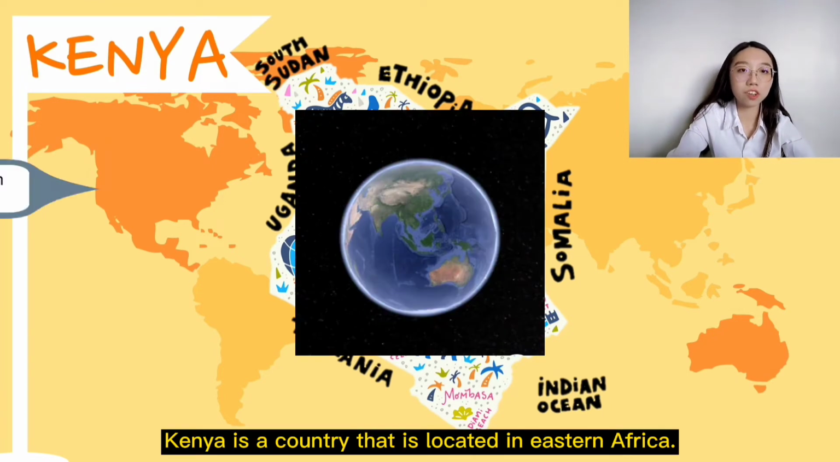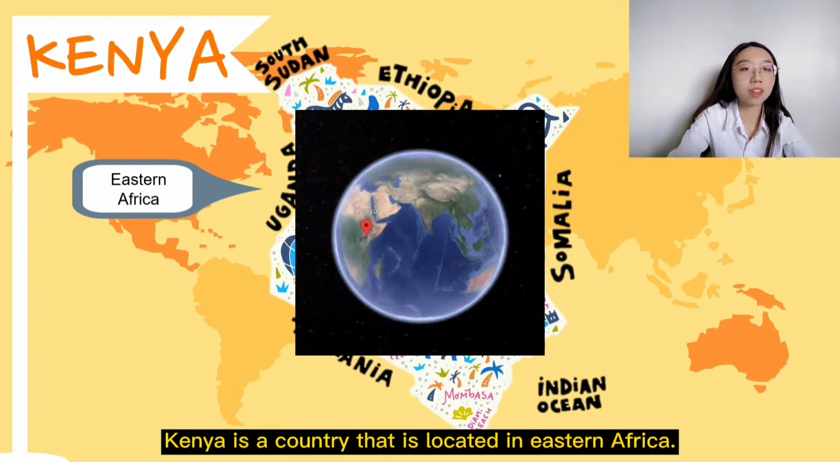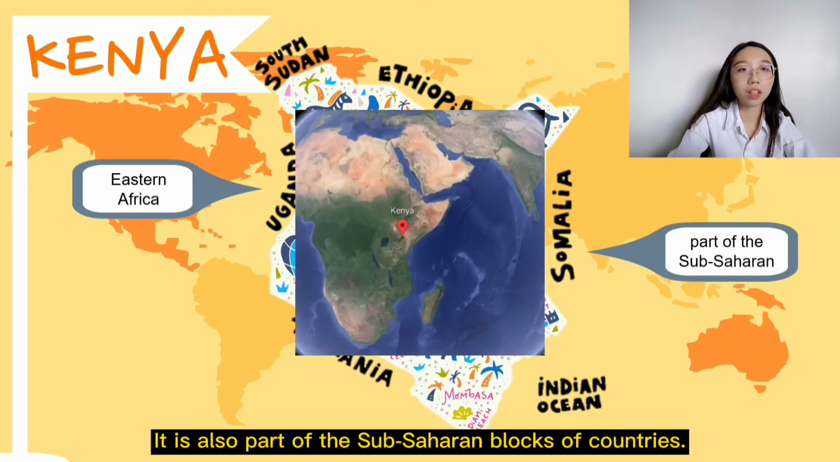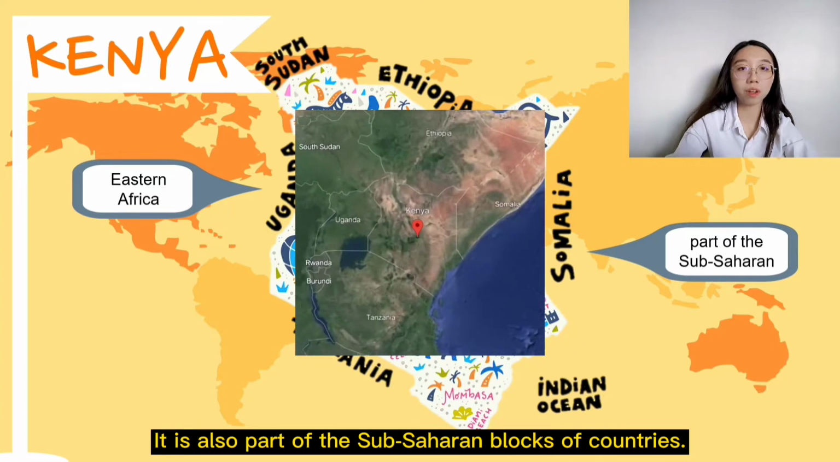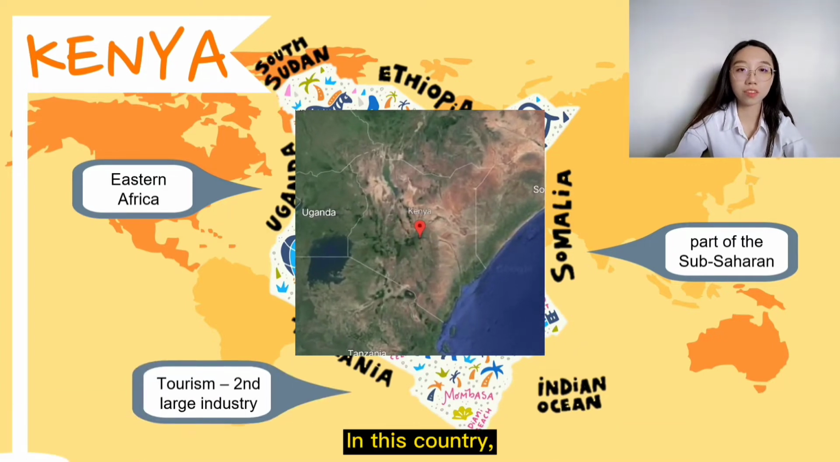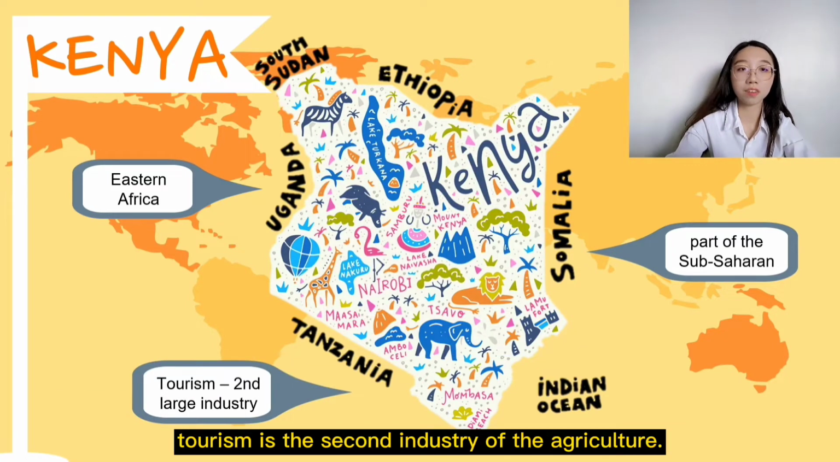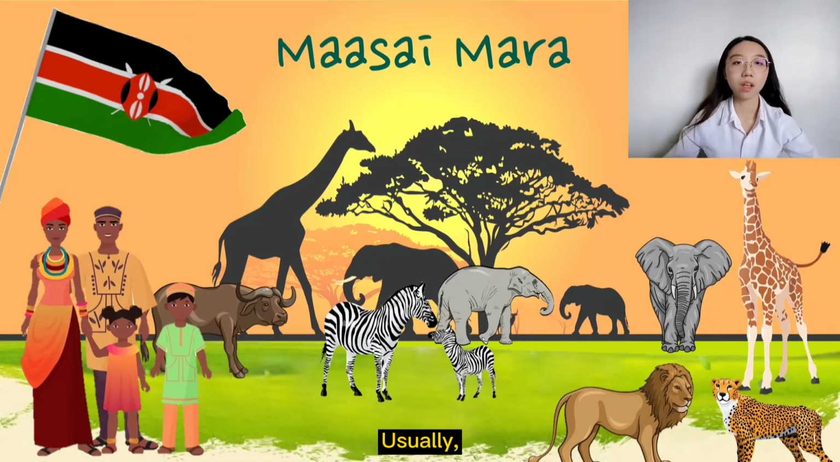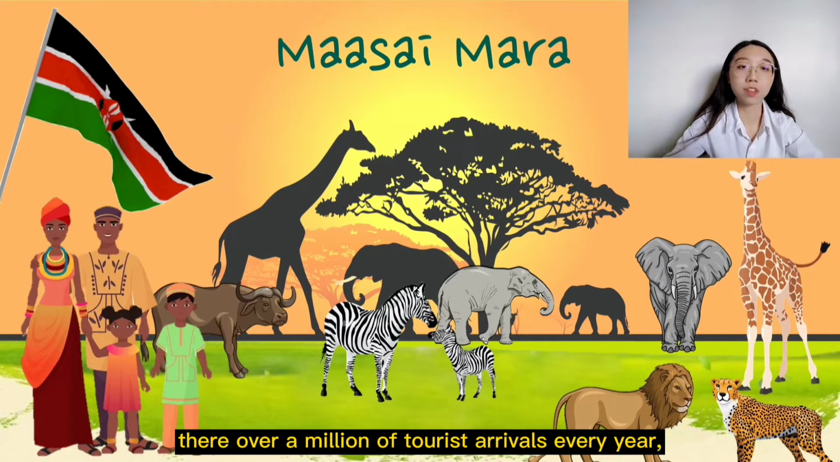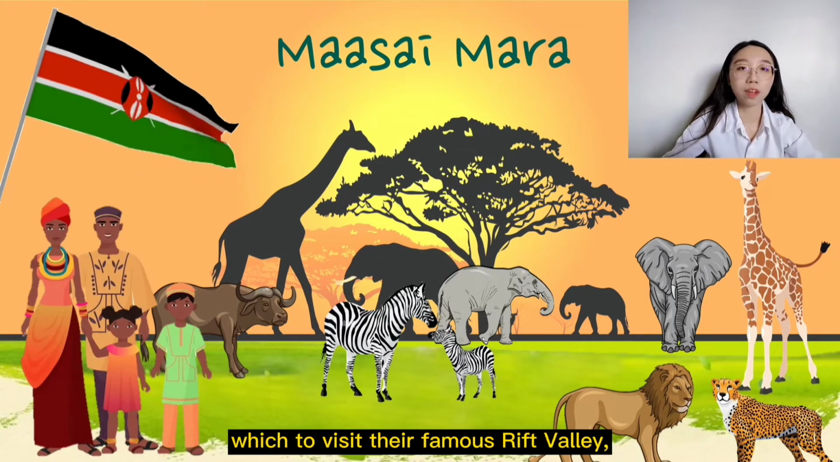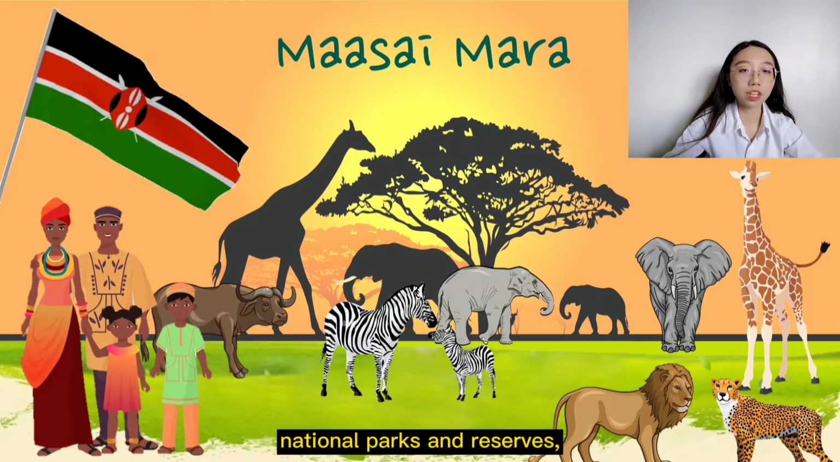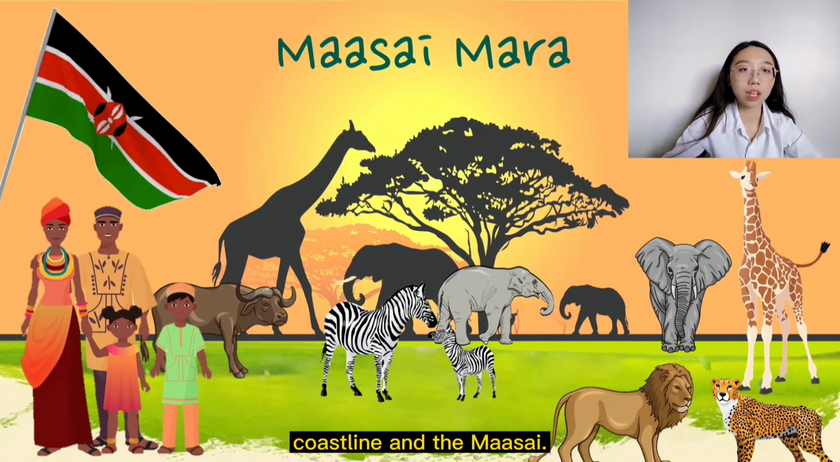Kenya is a country that's located in Eastern Africa. It is also part of the Sub-Saharan bloc of countries. In this country, tourism is the second industry after agriculture. Usually, there are over 1 million tourist arrivals every year, who visit the famous Rift Valley, national parks and reserves, coastline and Maasai.